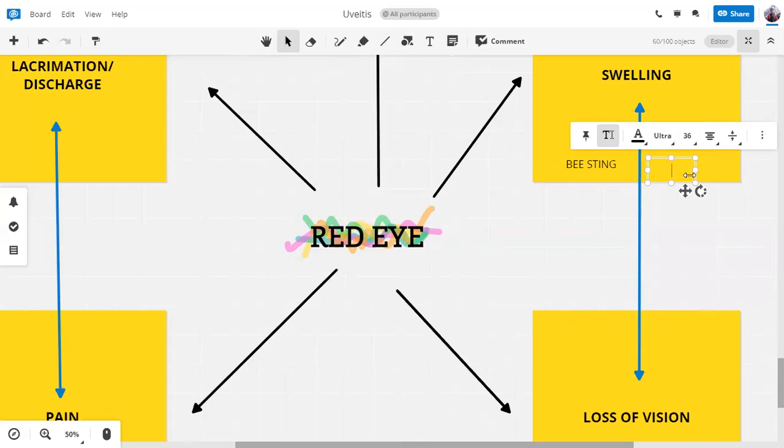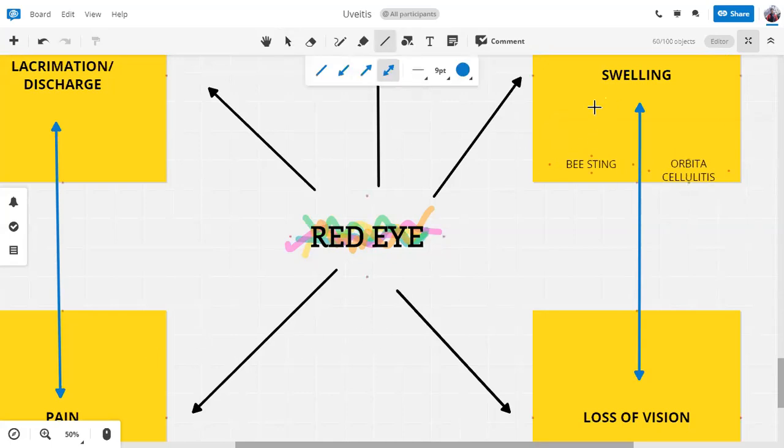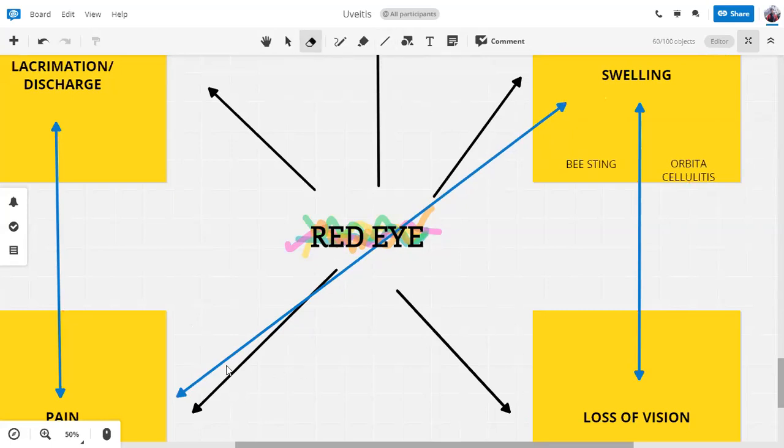So someone else told orbital cellulitis. That's also very good. Orbital cellulitis में भी ये 3 symptoms होते हैं. ये 3 होता है. That is excellent. Orbital cellulitis. Orbital cellulitis लिखा है. चलो कोई नहीं. अच्छा, then pain and swelling. ये किसमें बताई थी? बी स्टिंग के साथ. Bee sting के साथ, बिल्कुल.